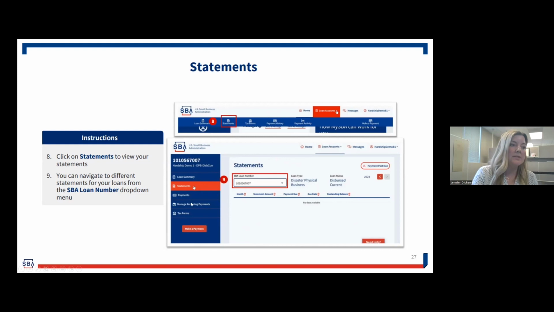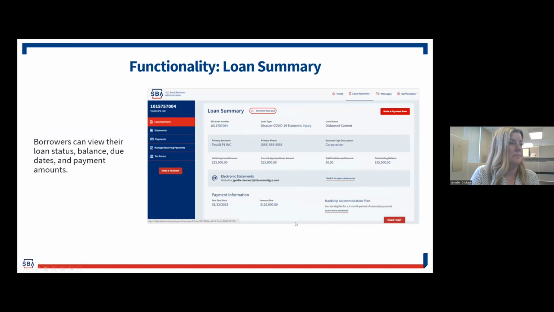Back to that summary screen, if you click on statements on the left, again, you can toggle between your different loans and you'll see your statements. There's nothing listed here on this example, unfortunately, but on yours, you should see your statements there. Again, on your loan summary, the functionality here is you can see your loan status, your balance, due dates, and payment amounts, just re-summarizing that. You also have this make a payment now button, they've got that everywhere. So if you're in here and want to figure out how to make a payment, just click one of these buttons. It's over on the blue column on the left. It's up here in the top right-hand corner.